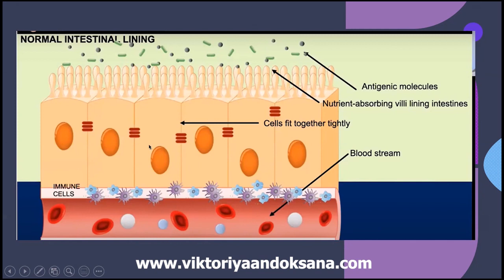And then, very importantly, here are all the intestinal lining cells. You see how these cells fit so tightly together? In fact, these are called junctions. This junction mechanism holds them together, so that bacteria and antigens don't pass through, okay?